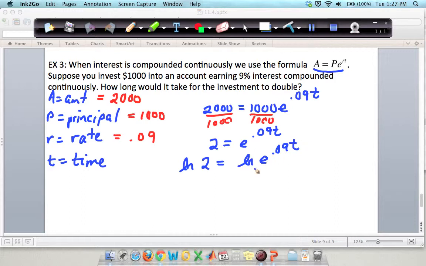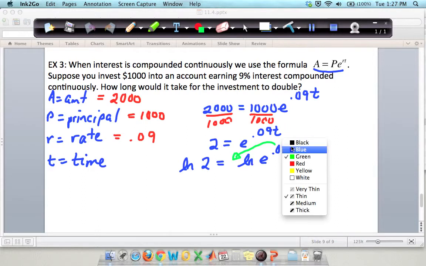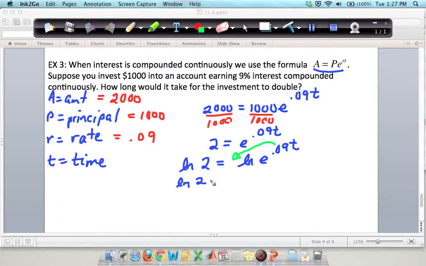I'm going to show you a short trick in a minute, but first thing I can do is use the power rule, which says this exponent can come out in front. Okay, can come out in front of this natural log, and that's why that log helps me. So let's go ahead and rewrite that like that. And I'm going to have the natural log of 2 equals 0.09 t natural log of e.